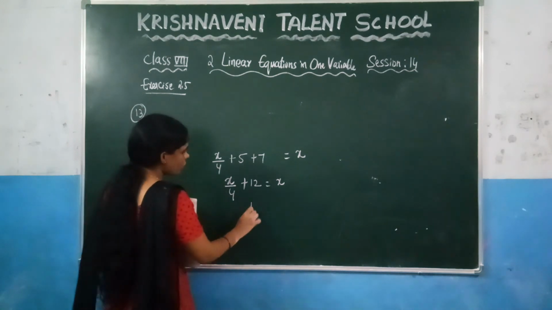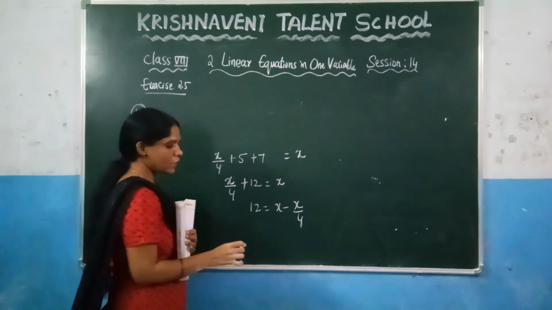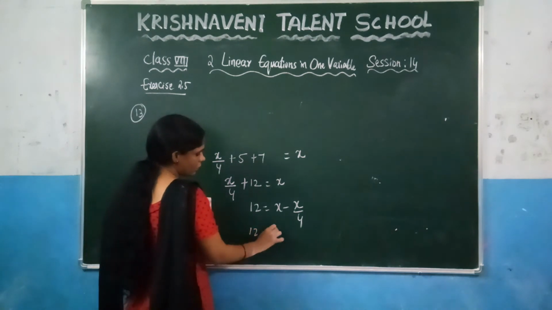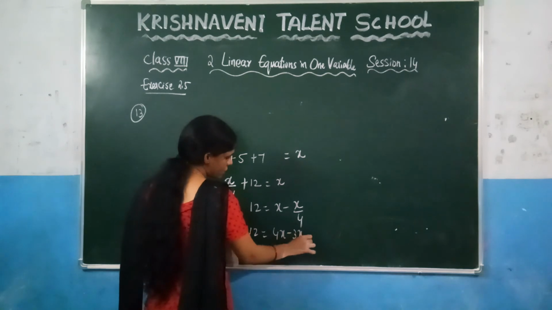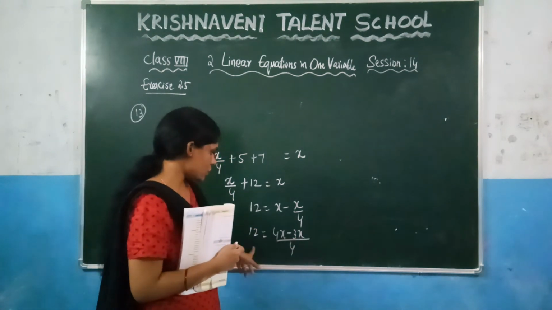Now what can you do? Take all the x values to one side. So what will you get here? Take the LCM. You will get 4x minus x by 4, that is 3x by 4. At this step you can do it. What will you get here? 3x/4 is equal to 12.